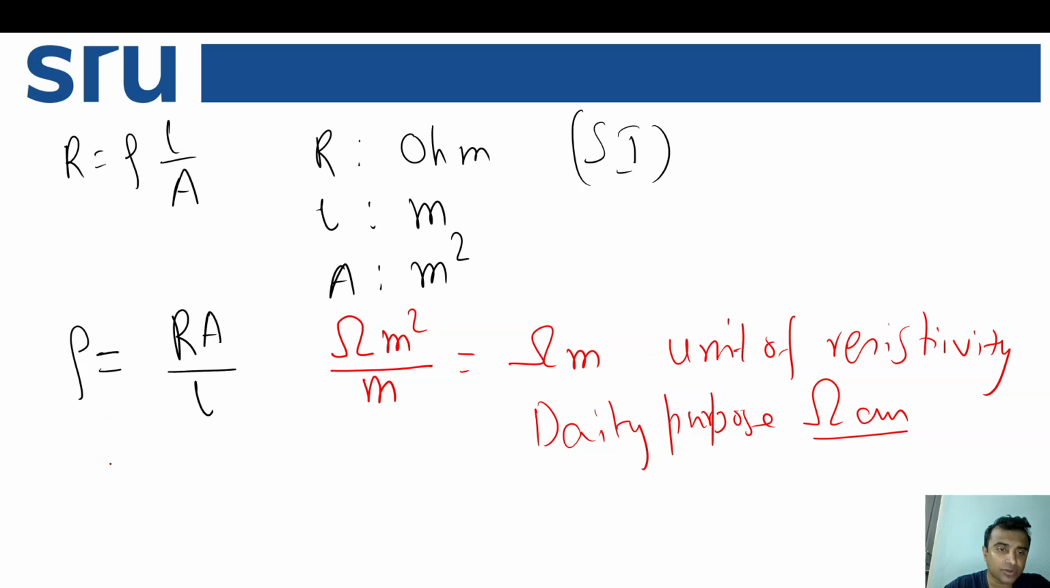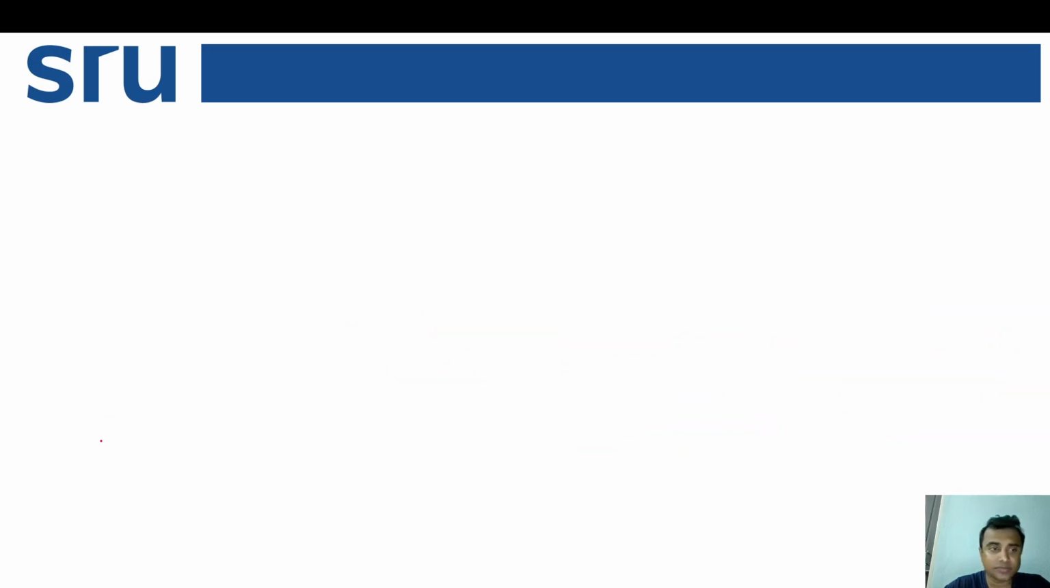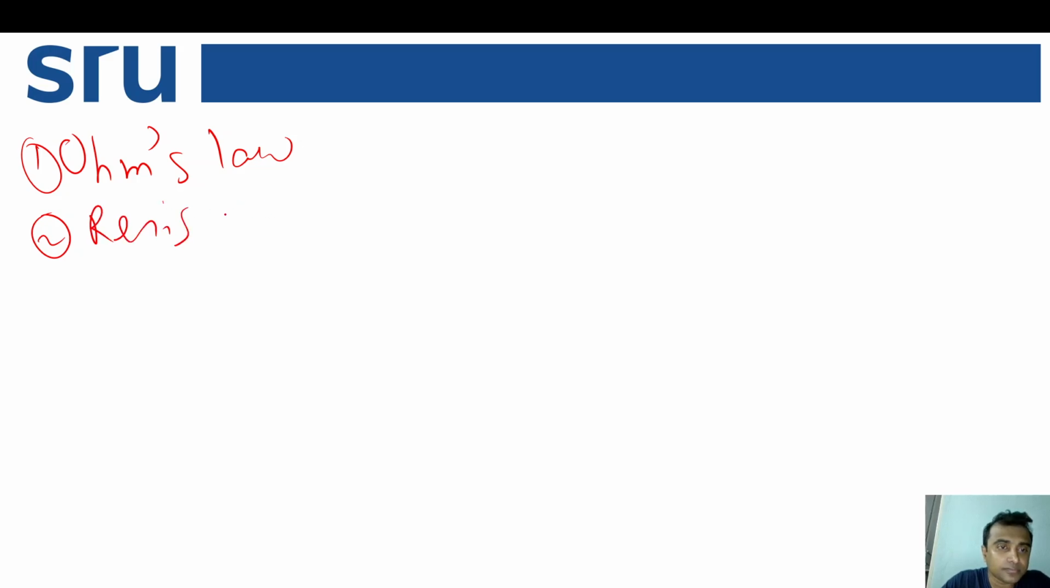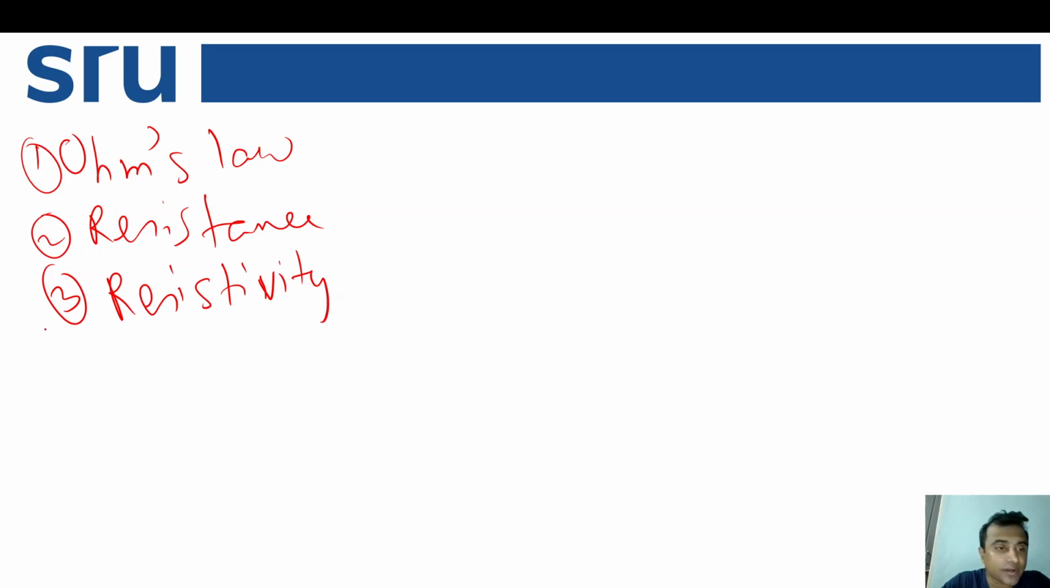In the summary we can say that we learned about Ohm's law, then resistance, then resistivity, and then finally we came to the units of resistivity.